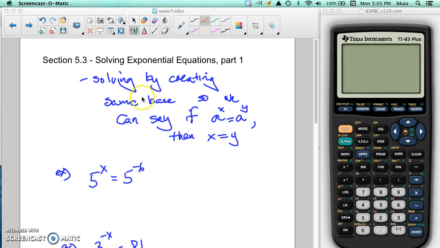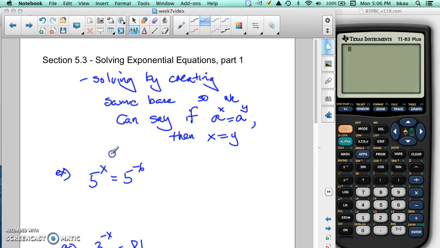If we can create the same base on either side of the equation, then if the bases are the same, then the exponents have to be the same. So for example, if we had 5 to the x equals 5 to the negative 6, then that must mean that this exponent right here is the same as that exponent because the bases are the same. If the bases are the same, that means x has to equal negative 6, and that is our solution for that equation.